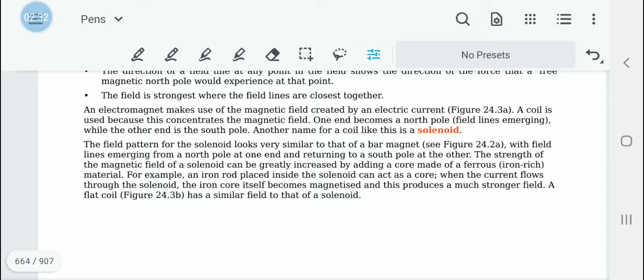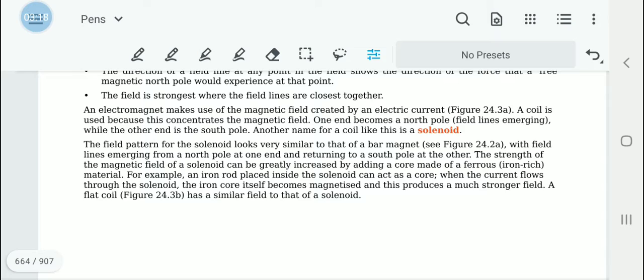Then electromagnets. How it is formed is, when electricity flows through a magnetic material, a magnetic field is generated. It becomes a magnet. So there has to be an electric current. We use a coil because there is a concentration of material, so that there would be a higher magnetic field. This coil is also referred to as a solenoid. One end of the coil becomes a north pole and the other end becomes the south pole, and it acts as if it is a bar magnet.